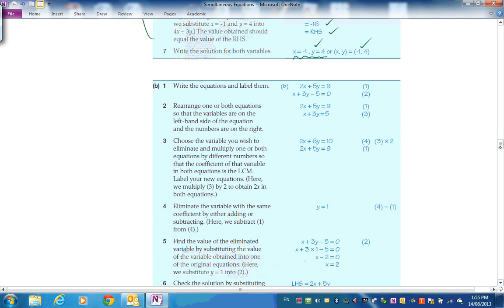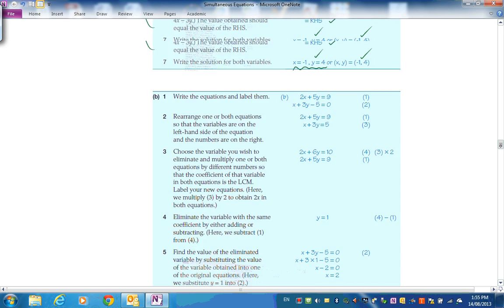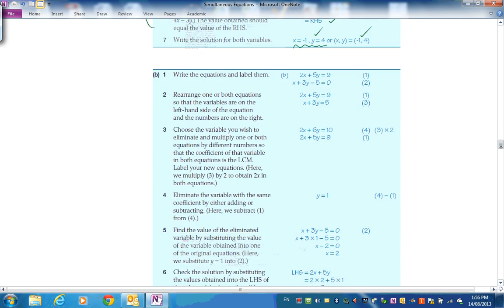All right, let's go down now and have a look at this one. Okay, so have we, hang on, let's have a look here. Have we lost this one? Let's go back to the beginning. Oh, here it is here. Okay, there it is, 2x plus 5y, so let's bring that down again.